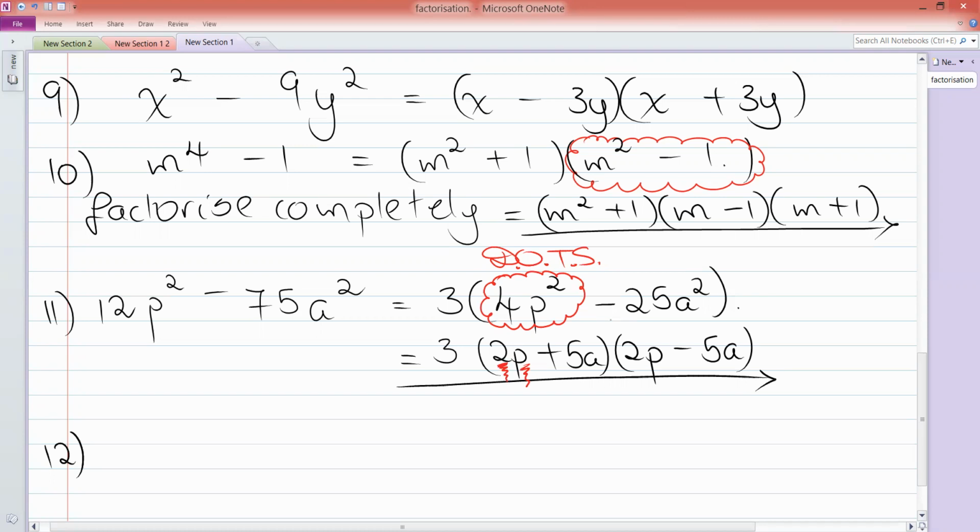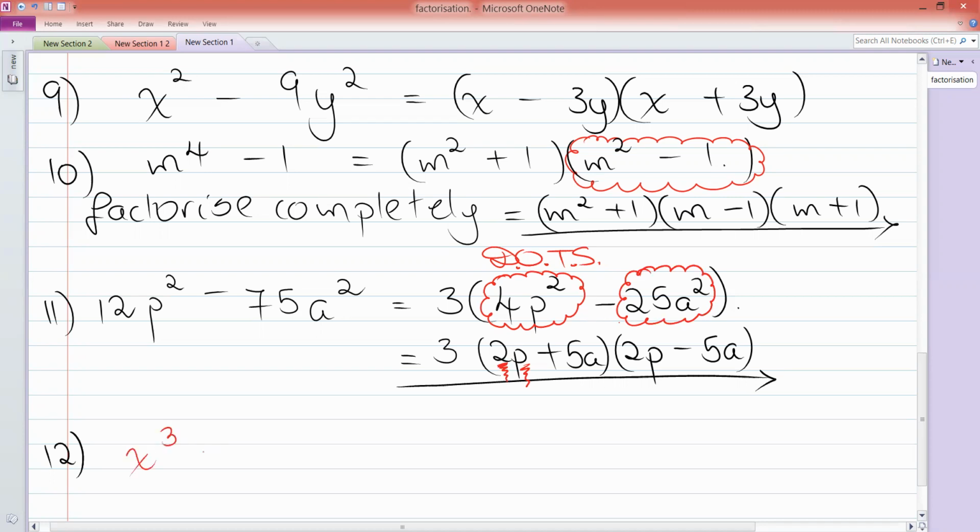And then this is a difference of 2 squares. This is also a perfect square here. Oh, I see, ma'am. Okay, awesome. Right, now let's see.